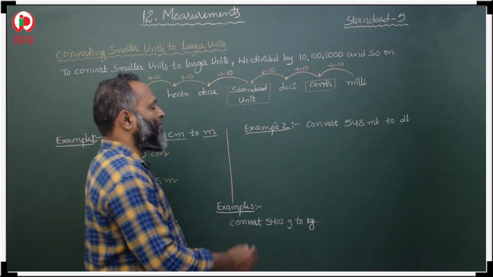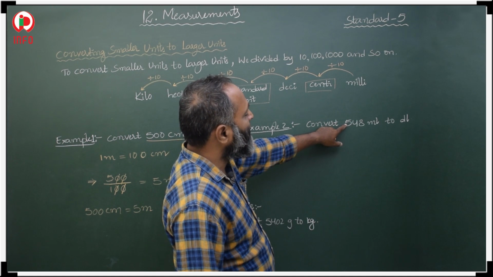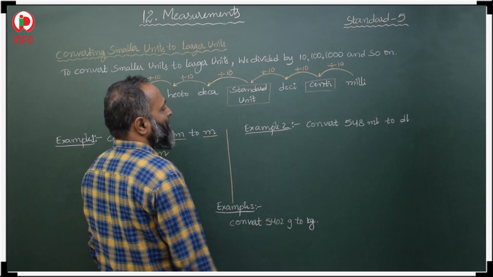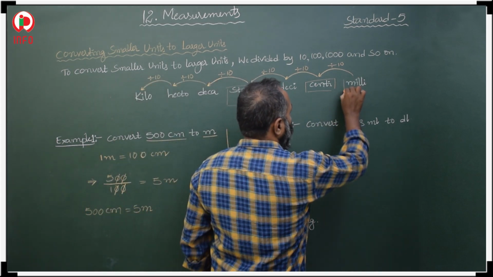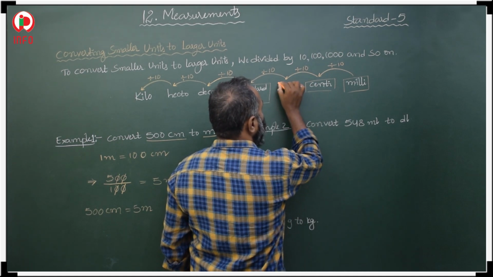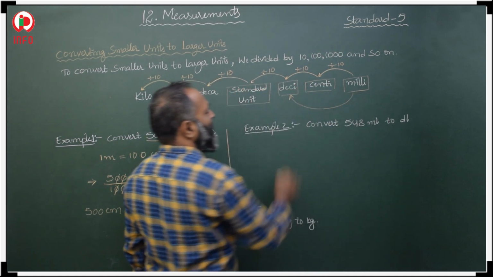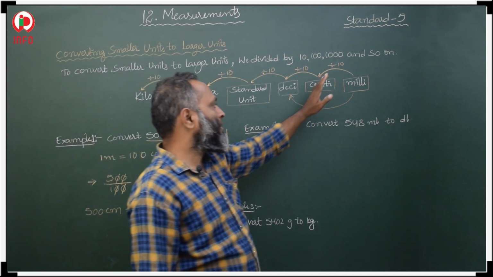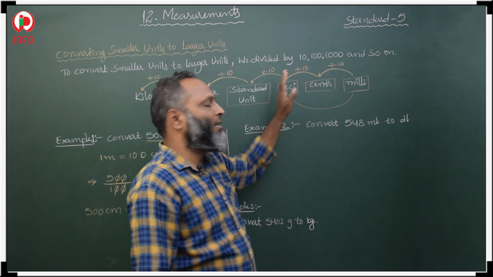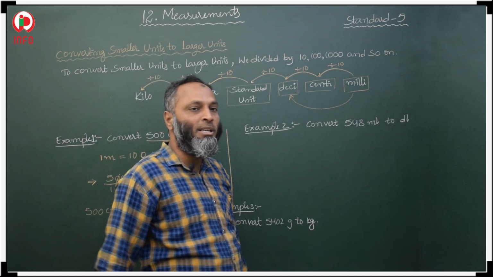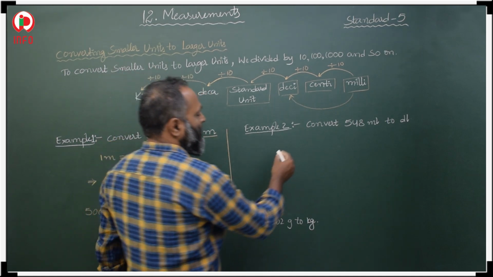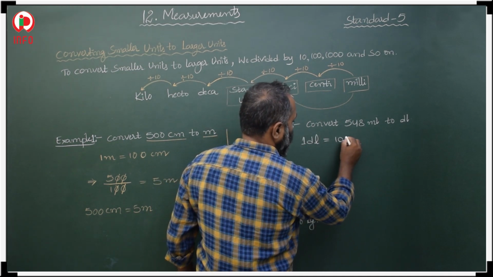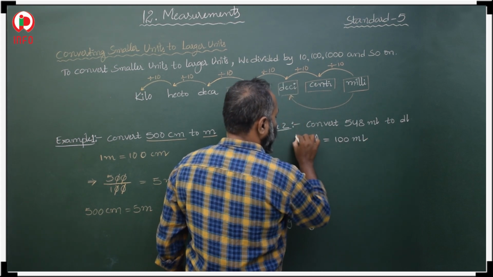In the next example, convert 545 ml to deciliter, milliliter to deciliter. We are moving from right to left. How many places? Milli, after that centi, after that deci, means 2 places, which means 100. Here also the same: 1 deciliter is equal to 100 milliliters.